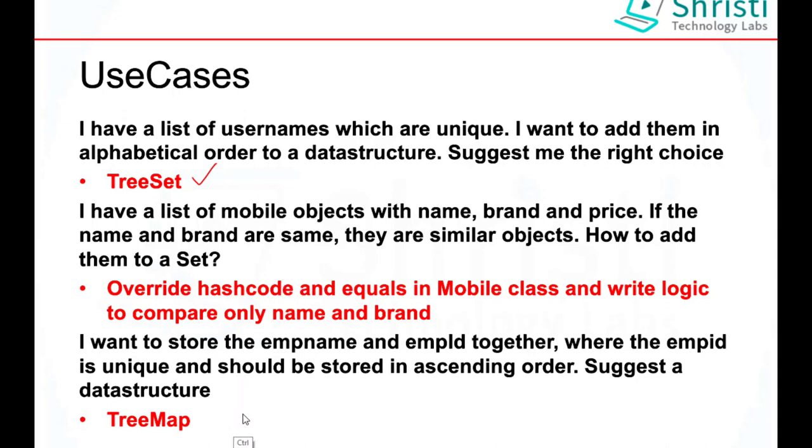Next, I want to store the employee name and employee ID together, where the employee ID is unique and should be stored in ascending order. Suggest a data structure. When you say that you want to store two values together, then you can go in for a map, an implementation of map. Here the employee ID is unique, so obviously it has to be the key and it should be stored in ascending order. You have to go in for a sorted implementation, that is TreeMap.